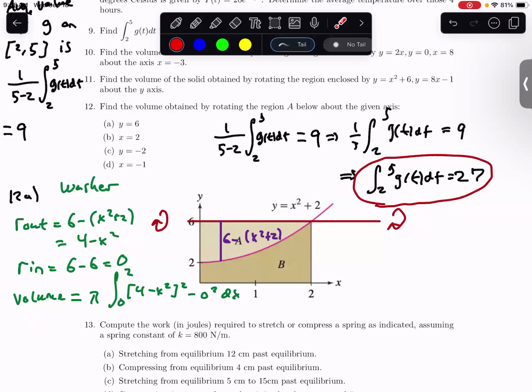Yeah. We're integrating with respect to x. So on the x-axis, we're going from x is equal to 0 to x is equal to 2.